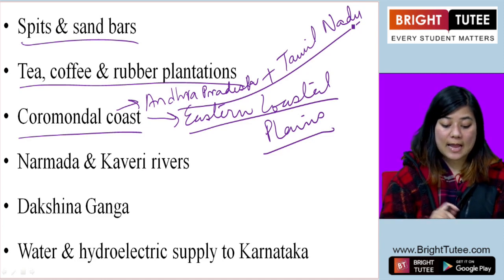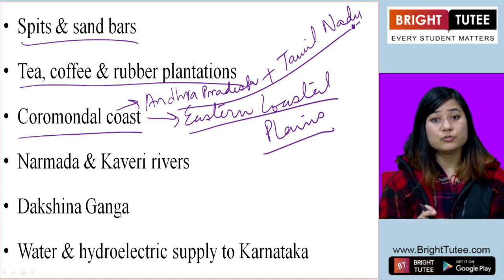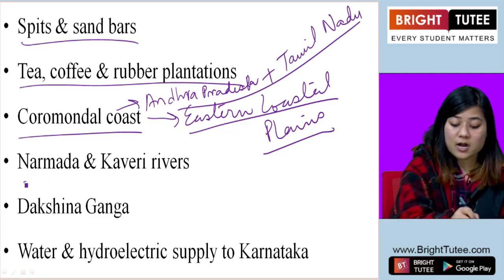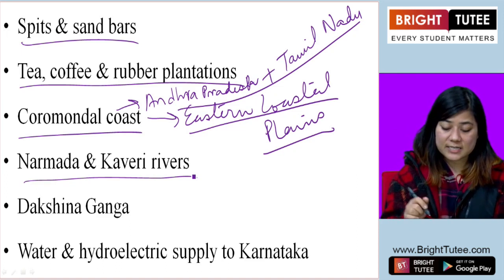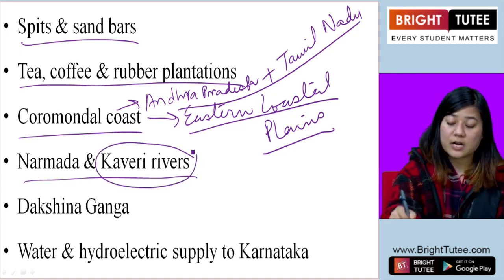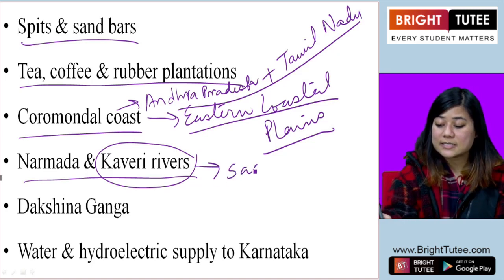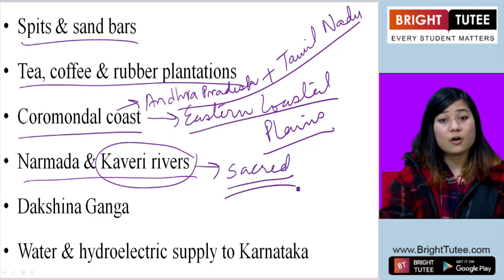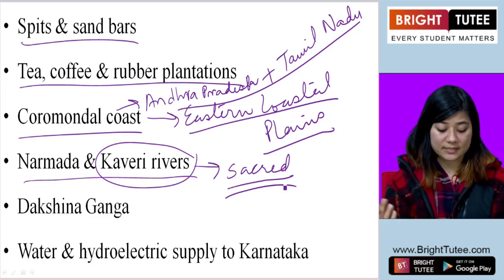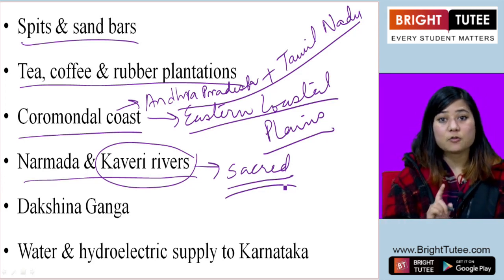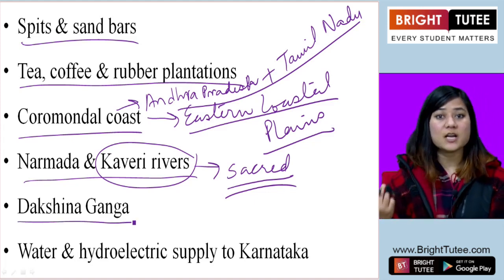Okay, and in the eastern coastal plain, there are two important rivers, which are Narmada and Kaveri rivers. Now, of these, the Kaveri river is extremely important. In fact, it is considered sacred, meaning holy, just like Ganges in the northern plains. And Kaveri river is also called Dakshina Ganga. That means Ganga of the south.